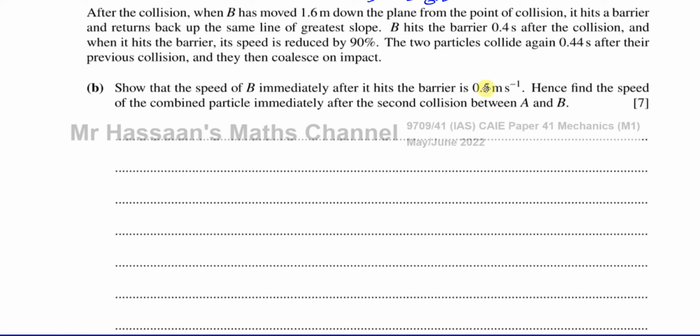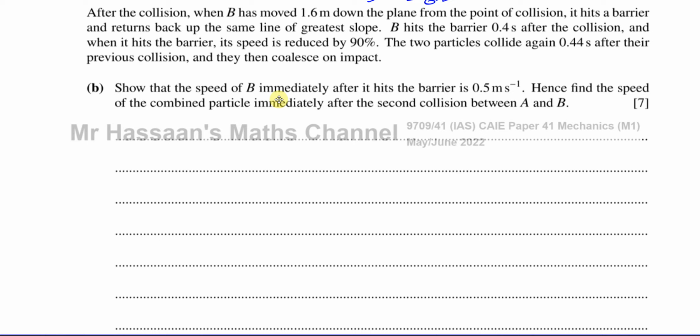Oh no, that's immediately after. Before it hits the barrier, we've got to find its speed, and then show that after it hits the barrier, its speed is now 0.5 meters per second, after its speed is reduced by 90%. Then it says the two particles collide again.